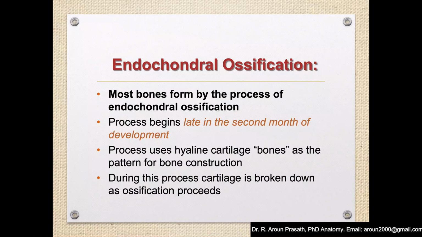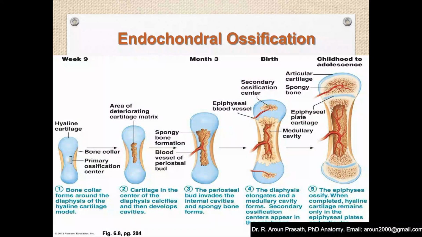The process begins late in the 7th month of development. It uses hyaline cartilage as the pattern for bone growth and construction. During this process, cartilage is broken down and ossification proceeds. Here you can see this is a limb, a form of cartilage. In the cartilage, the central cartilage matrix is replaced by bone cells.